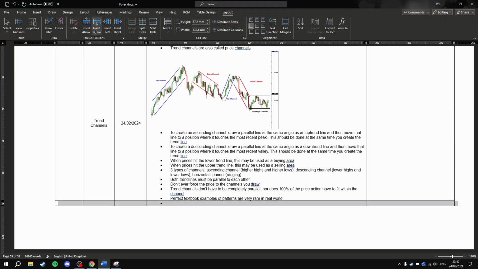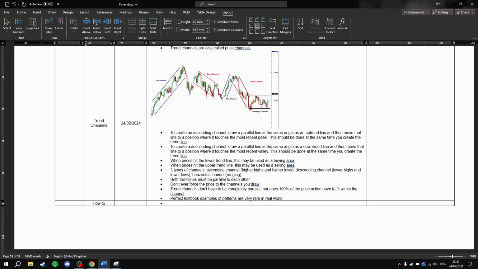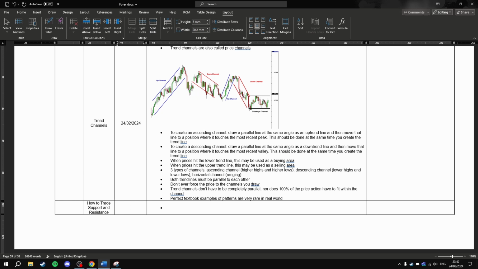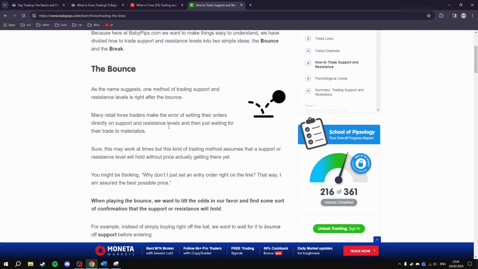How to trade support resistance. Now that you know the basics of how to trade support and resistance, it's time to apply these basic but extremely useful technical tools in your trading. Because here at babypips.com we want to make things easy to understand, we have divided how to trade support resistance levels into two simple ideas: the bounce and the break.